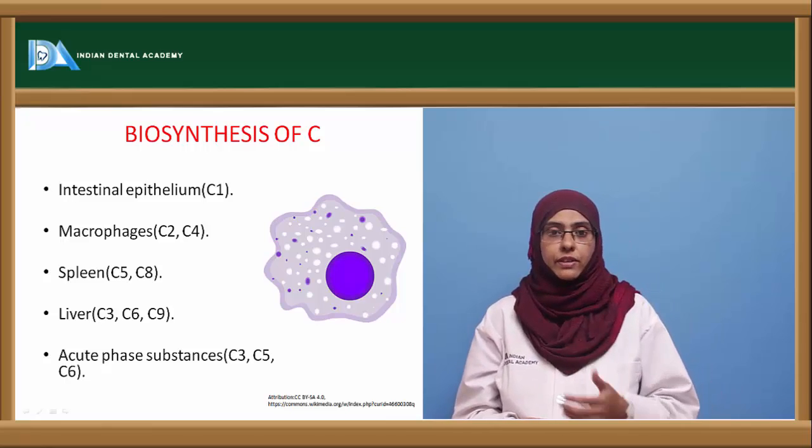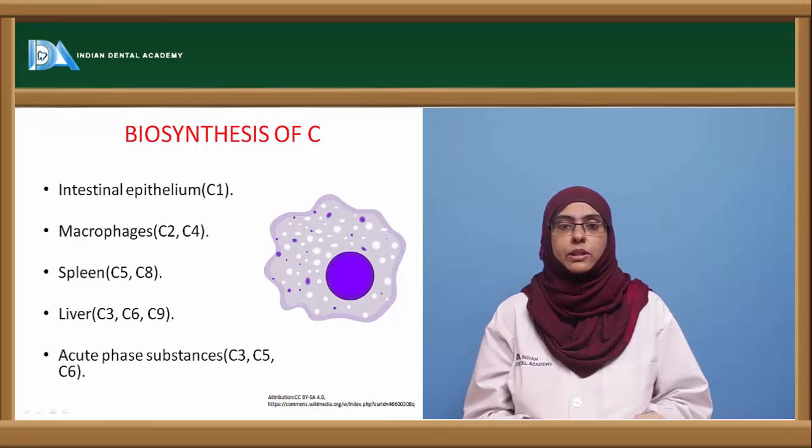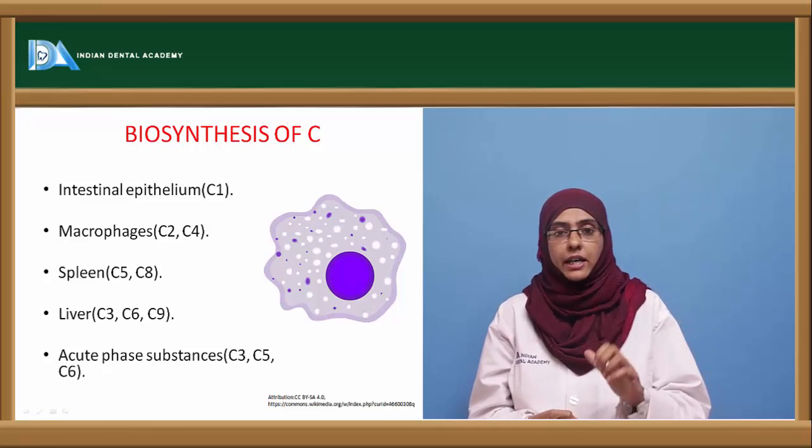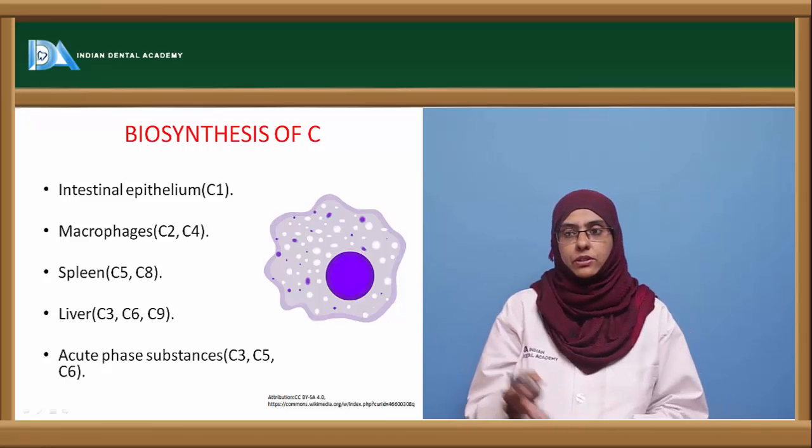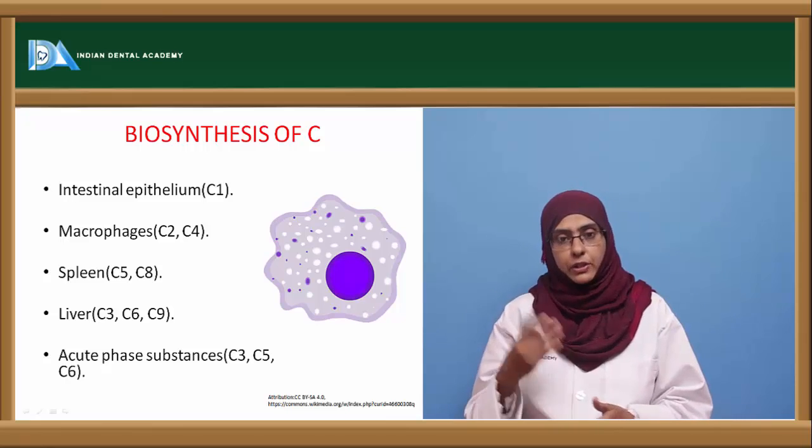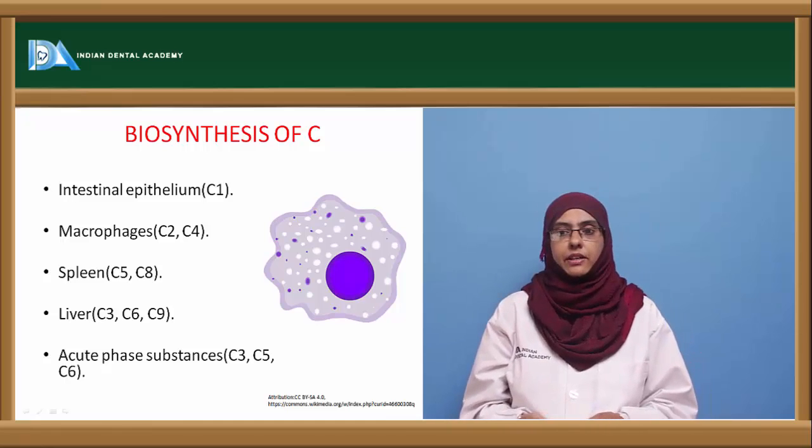So during an acute phase reaction, these substances are mostly produced by the agents that are inducing this acute phase response. The proteins that are produced by these substances are C3, C5 and C6.